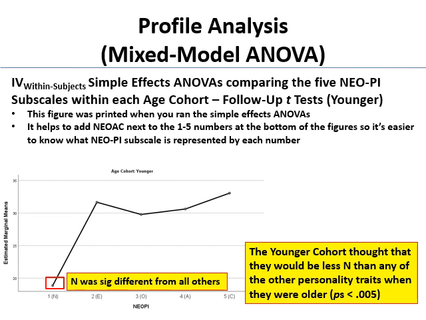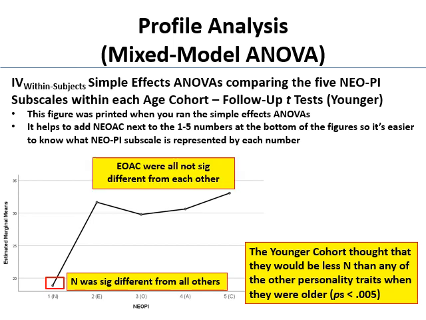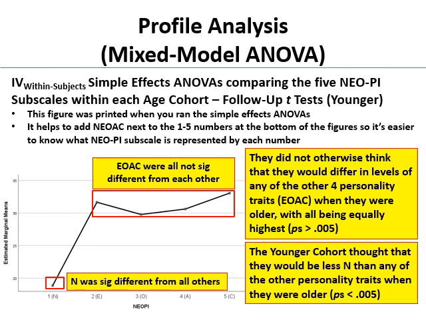They thought they'd be less N than any of the other personality traits. But then E, O, A, and C, none of those were significantly different from each other, right? So they thought they'd be sort of like bleh for E, O, A, and C, lowest on N, but just sort of E, O, A, and C was their most prevalent or most salient features. So they didn't think they'd differ on those four things from each other, right? They thought they'd be equally extroverted, open, agreeable, and conscientious. So not a super exciting profile.